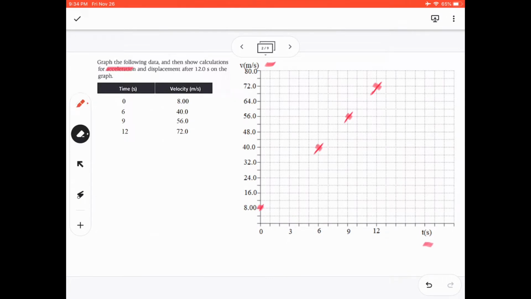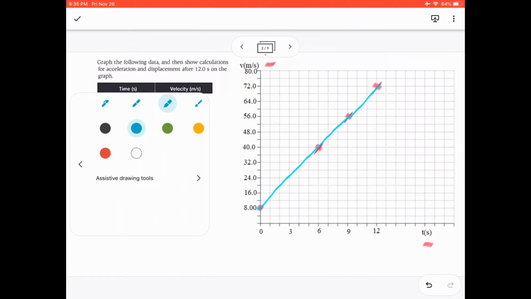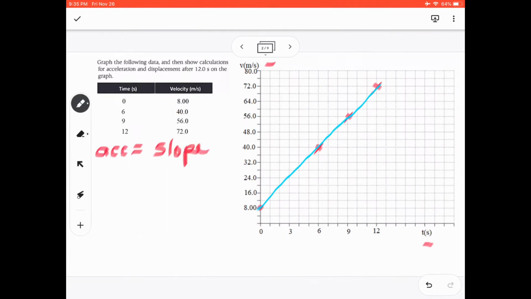So if we have a VT graph, the acceleration is equal to the slope of the graph. Okay, I'm just going to draw a line of best fit for our graph. This is our line of best fit. Now I'm going to calculate for the acceleration. I'm going to choose 2 points for the slope. So let's choose these points.